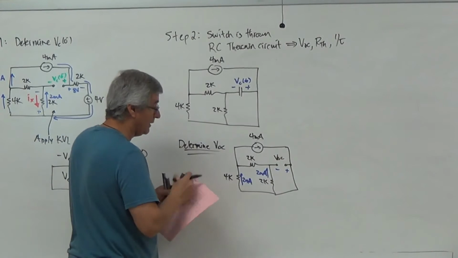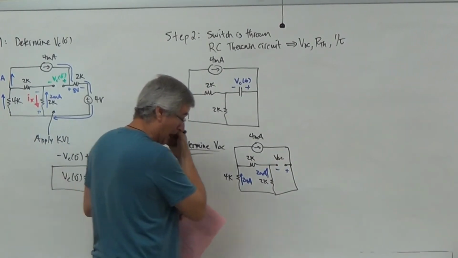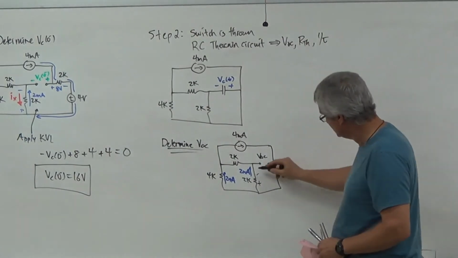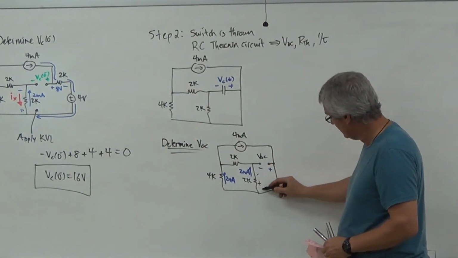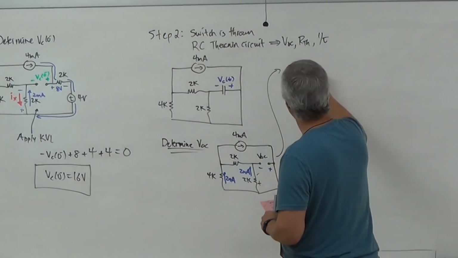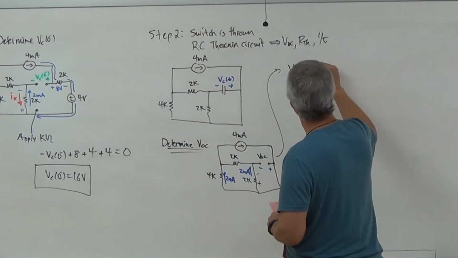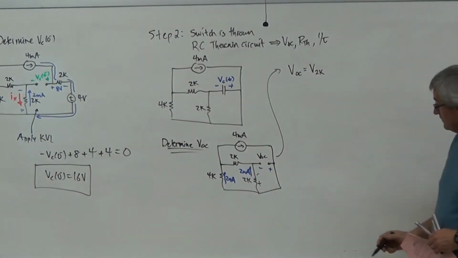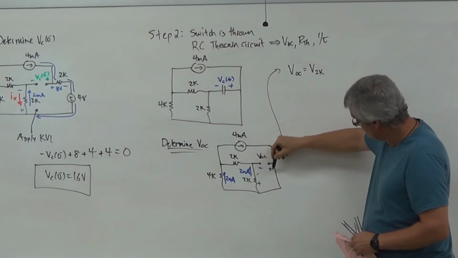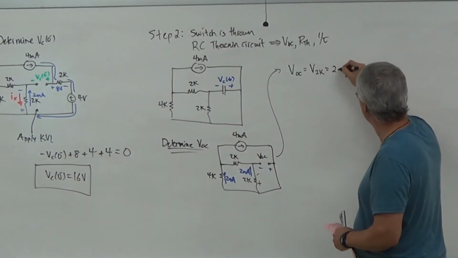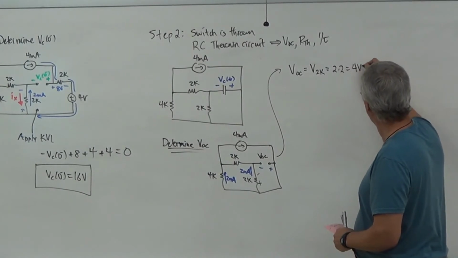So if I choose my ground, you can see that this guy's plus minus. So I'm going to go minus, plus. This tells me here that VOC must be the same as the voltage across what? The 2K. So I get minus, plus, equals to 0. That means this. So then it should be 2 times 2, 4 volts for VOC.